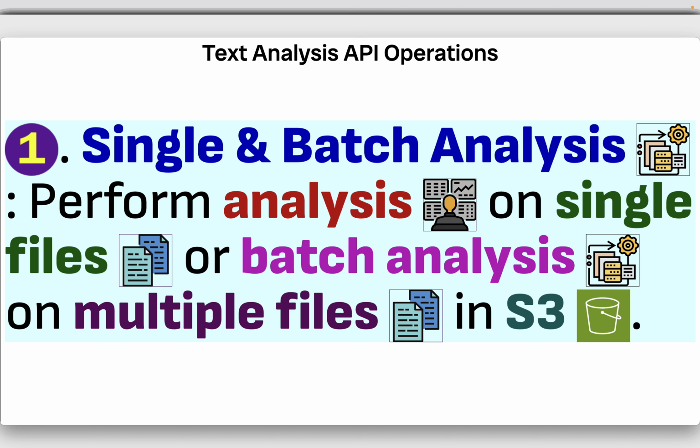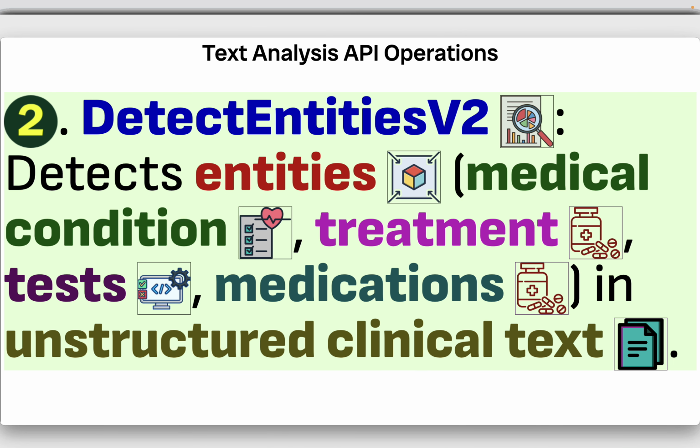So text analysis API operations. So first we have single and batch analysis. So Comprehend Medical allows you to examine clinical documents to gain insights using pre-trained NLP models. This can be done for individual files or through batch analysis for multiple files stored in a single Amazon S3 bucket. Then we have this API called Detect Entities V2.